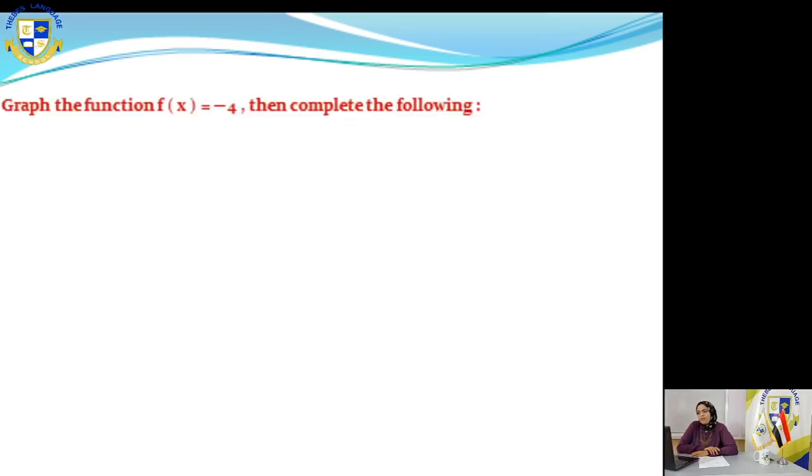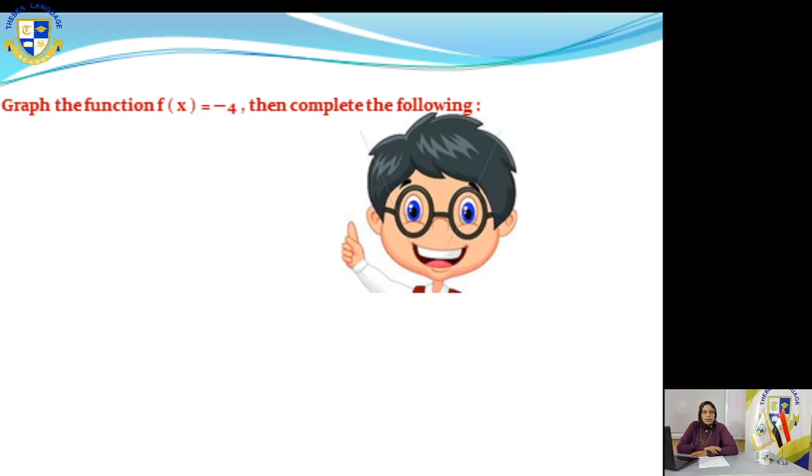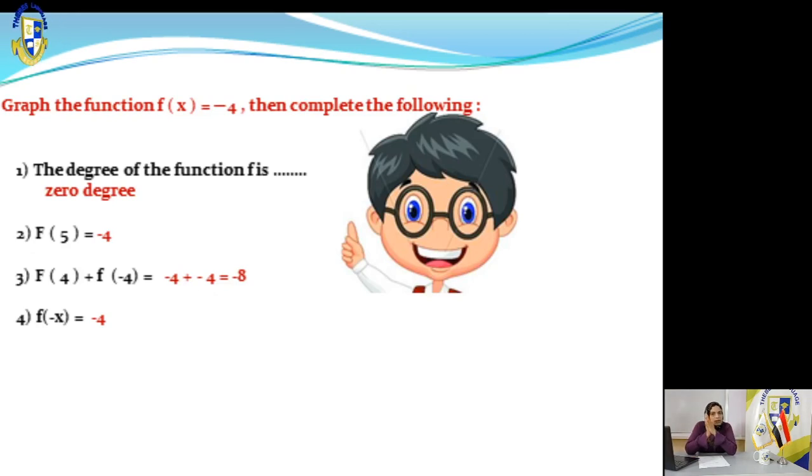Graph the function f of x equals negative 4. Then complete the following. As we see, f of x equals a number, which means it's a constant function. If the number is negative, that means we have a straight line parallel to the x-axis, but it will be below the x-axis, in the negative. Complete: the degree of the function is 0 degree. Find f of 5, it will be negative 4. If I asked you f of 2, negative 4.